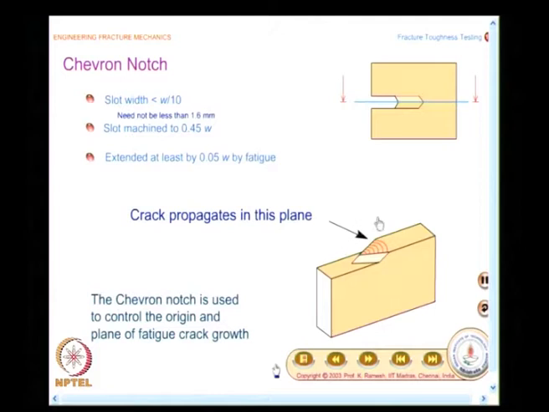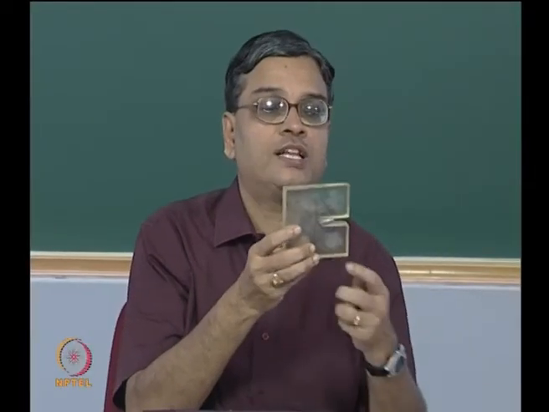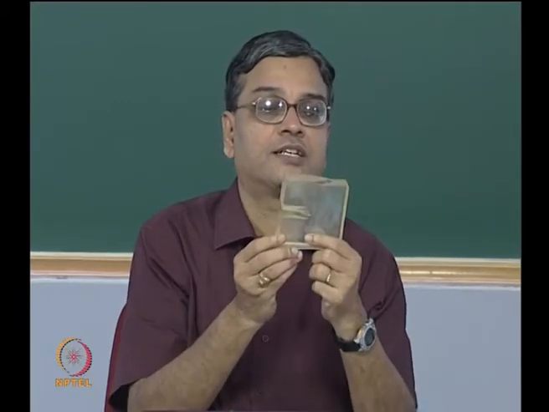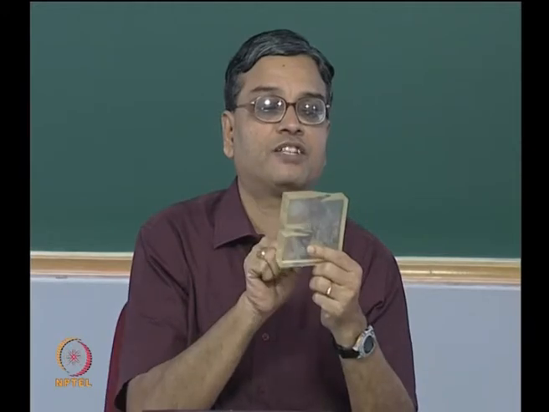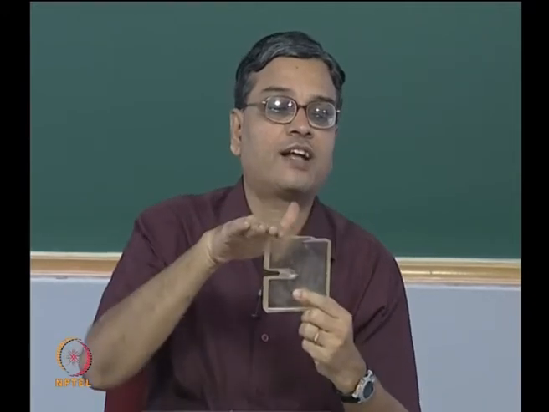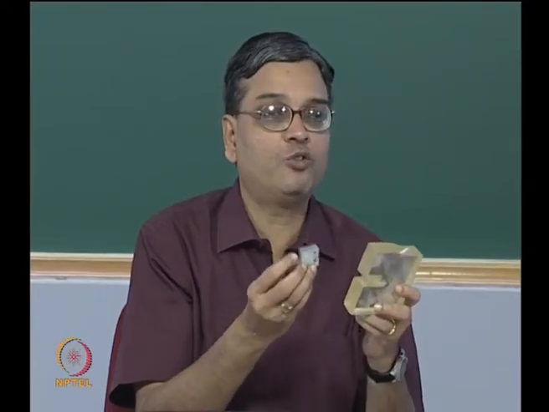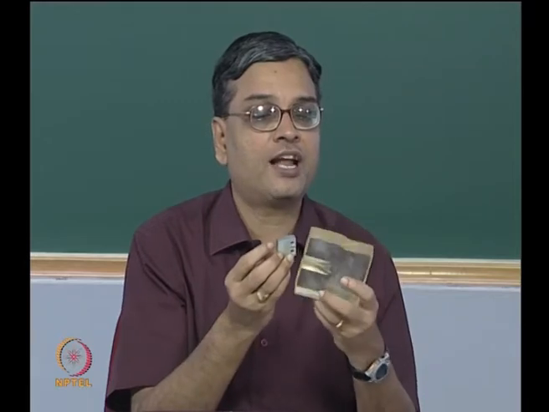You have seen the pictorial representation of the chevron notch. I have brought 2 specimens. One is a blown up model which is made on a perspex thick sheet. You have the chevron notch here, and you also have the cut top surface, and you have a miniature sized compact tension specimen which I want to give it to the class, so that you have a first hand understanding of how the chevron notch is made and how does it look like.